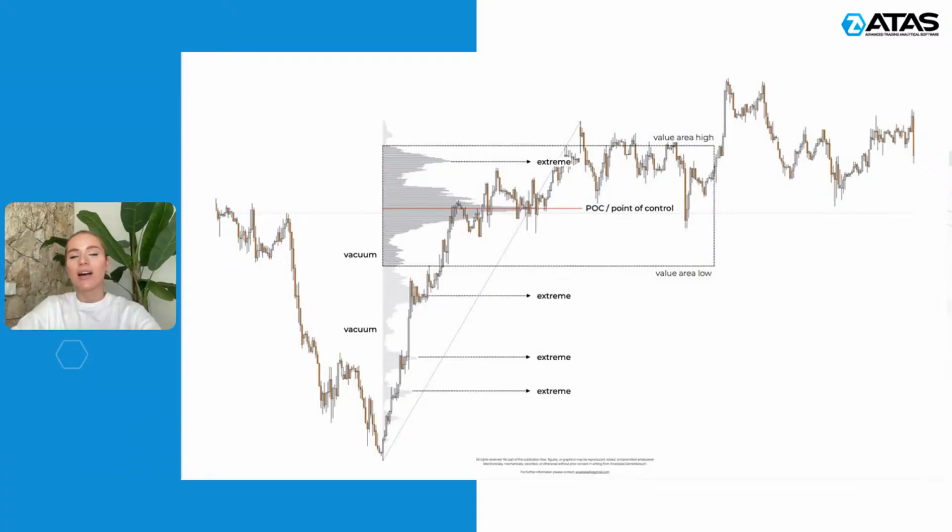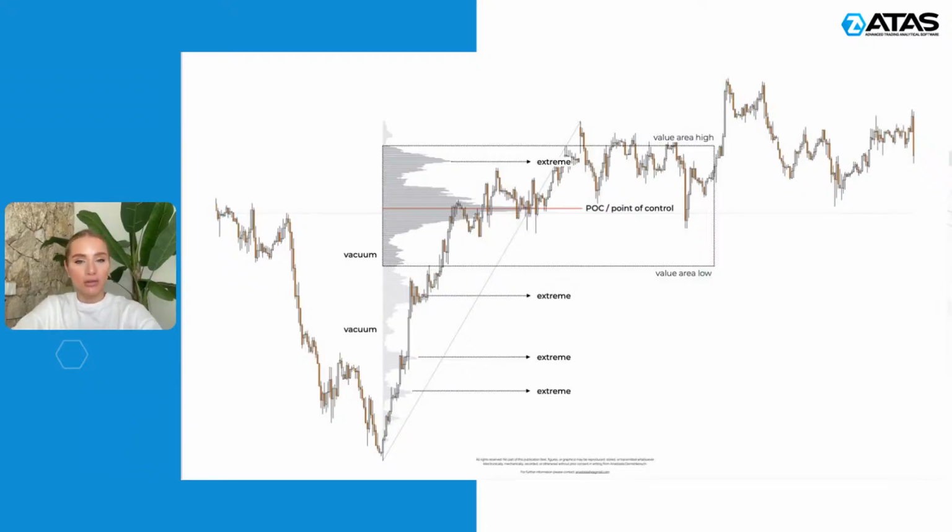That's exactly why I love Aras, because we have so many ways to represent and visualize the volume that it's practically impossible to miss out on very important information in the market. Unless we ignore it, of course, but practically, if you are using it correctly, it's impossible to miss out on important information. And volume profile is one of those.